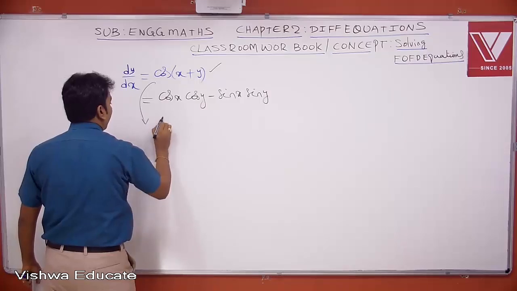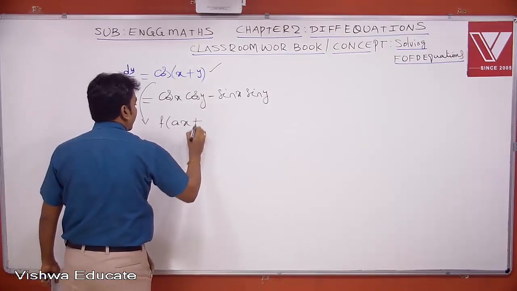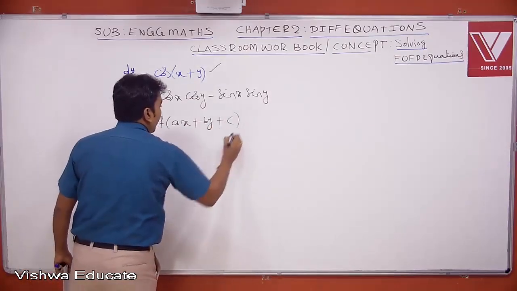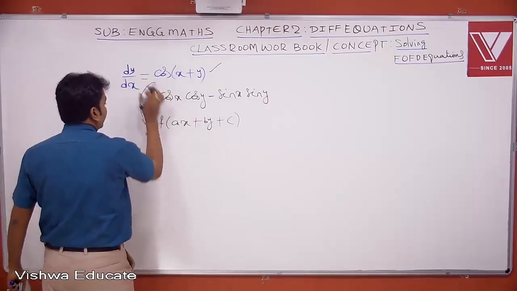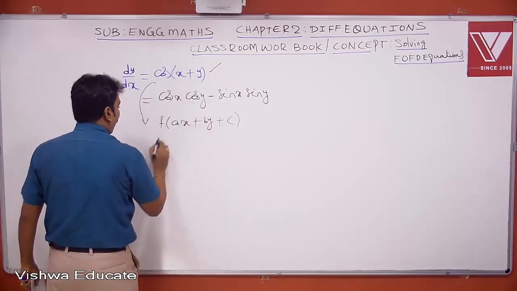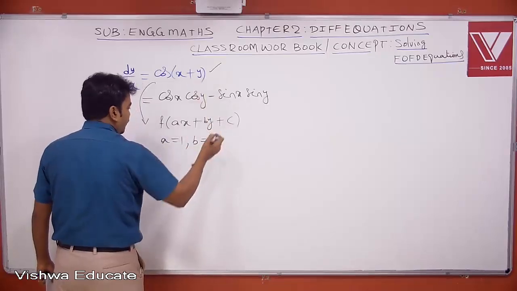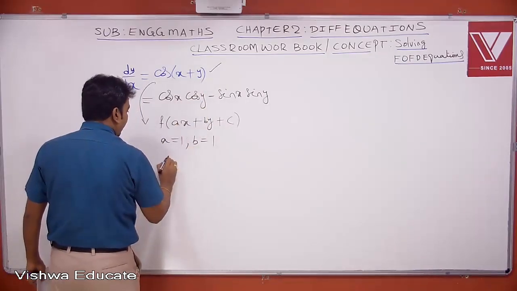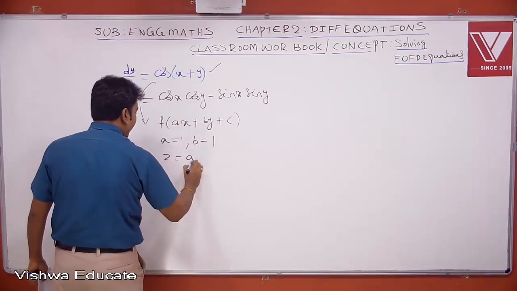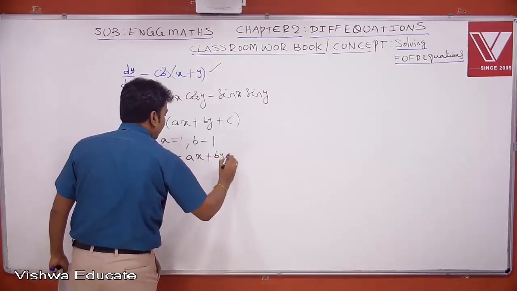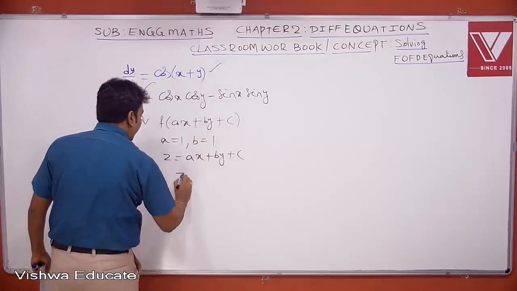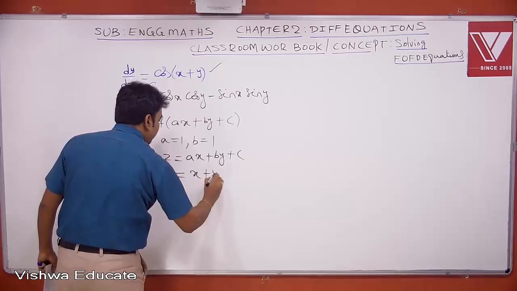So this is in the form f of ax plus by plus c. So a function of straight line, dy by dx equal to function of straight line. Now what is a value? 1, b value is 1, and of course c is 0. Therefore the f of z is what? Actually z is ax plus by plus c. So in this case my z is x plus y.